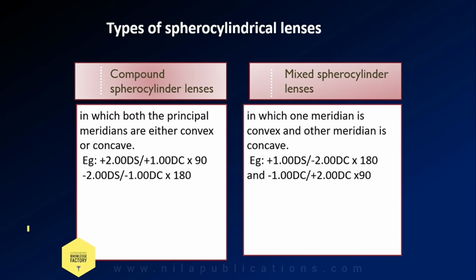For example, plus 2 diopter sphere with plus 1 diopter cylinder at 90. This correction is used for compound hyperopic astigmatism. Then second one, minus 2 diopter sphere with minus 1 diopter cylinder at 180. This correction is used for compound myopic astigmatism. Then mixed spherocylinder, in which one meridian is convex and the other meridian is concave. For example, plus 1 diopter sphere with minus 2 diopter cylinder at 180. Then second one, minus 1 diopter sphere with plus 2 diopter cylinder at 90.